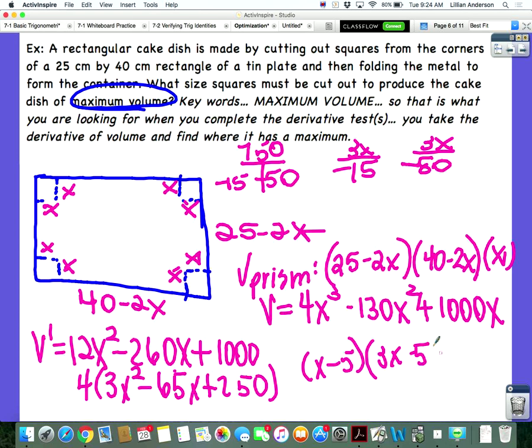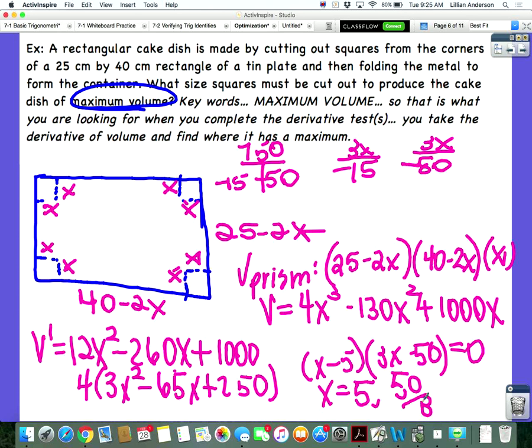3x minus 50. So you set both of these equal to 0 and you'll get x equals 5 and 50 over 3. Okay? Now, before you start going into the whole process of trying to do the number line or anything else like that, or the second derivative test, could any potential number work here that you could plug in for x? Or is there a restriction on exactly what the height could be before I not even have a box?